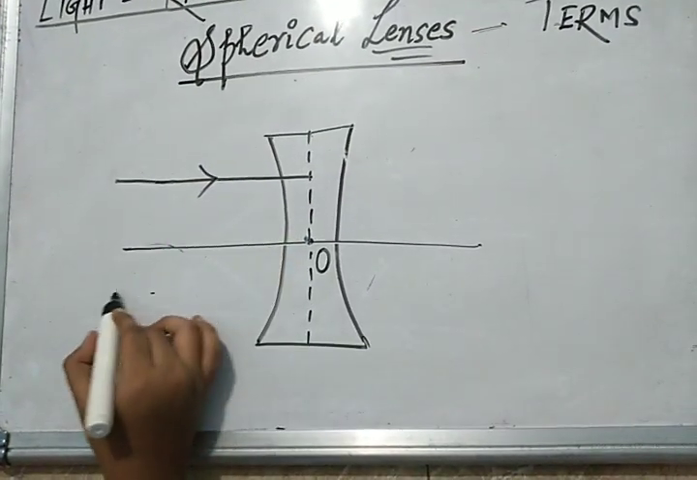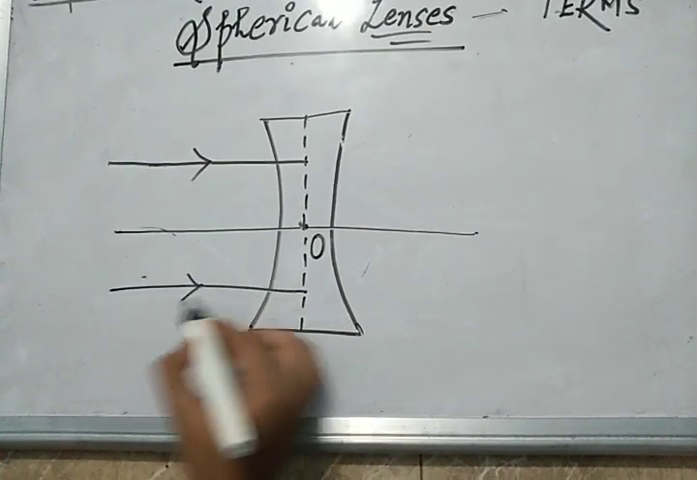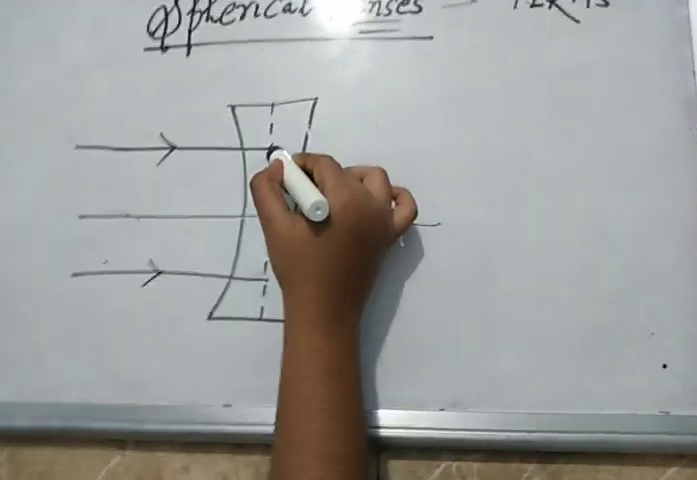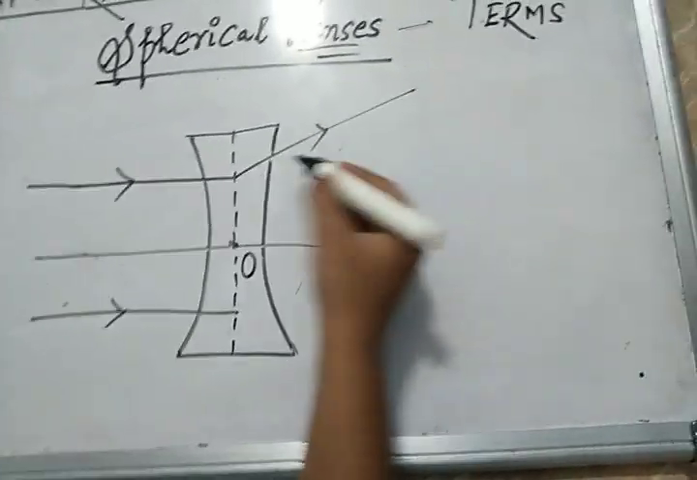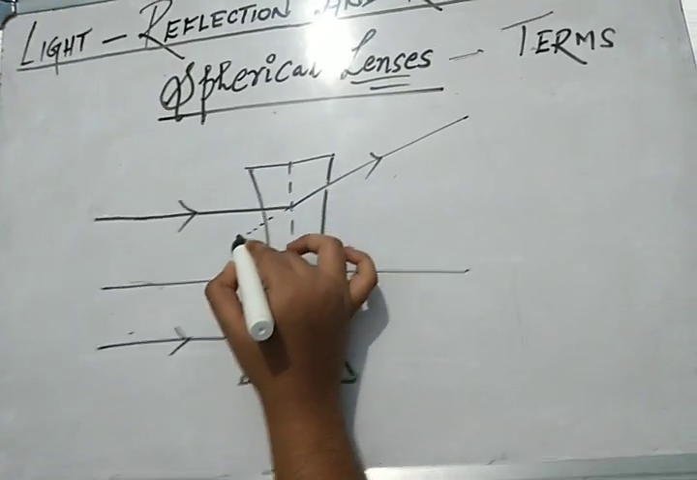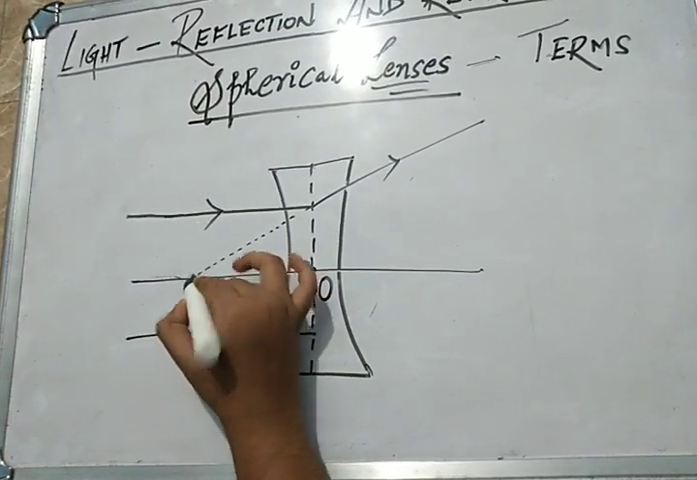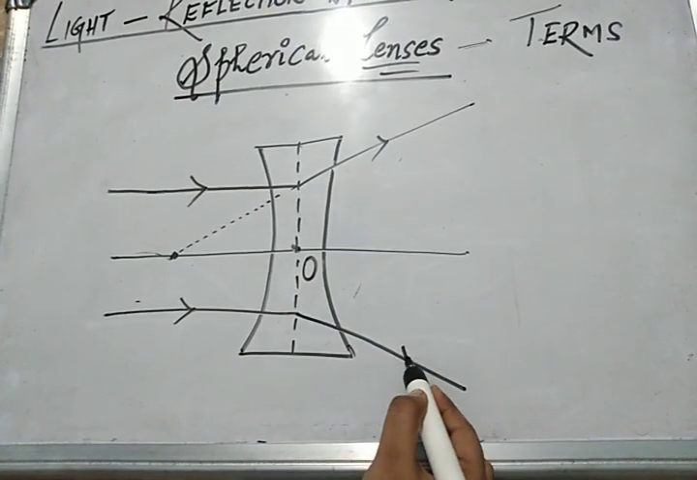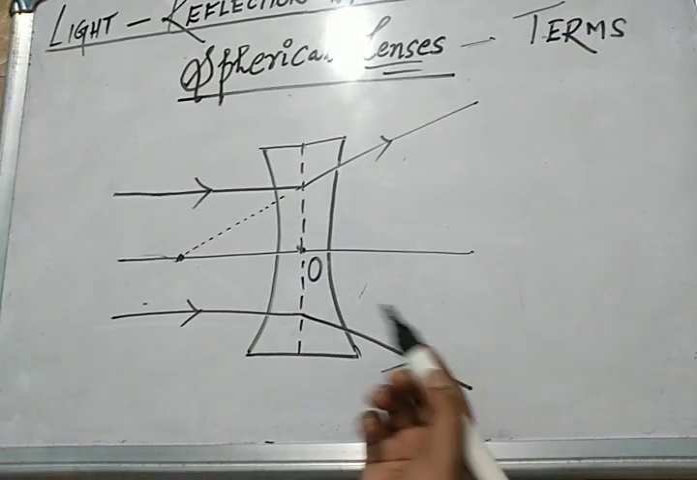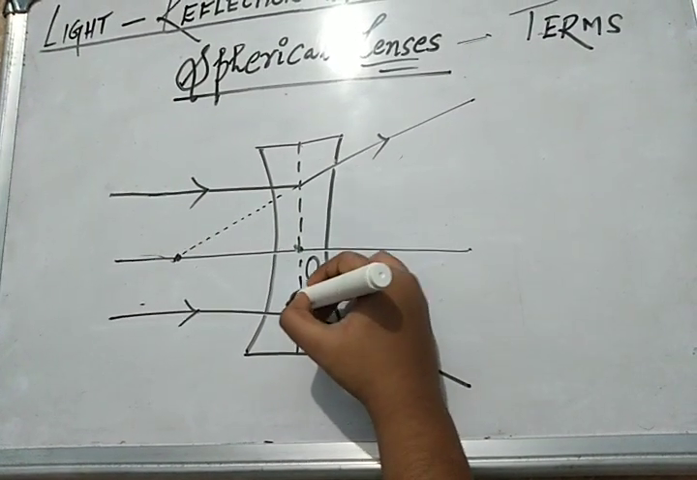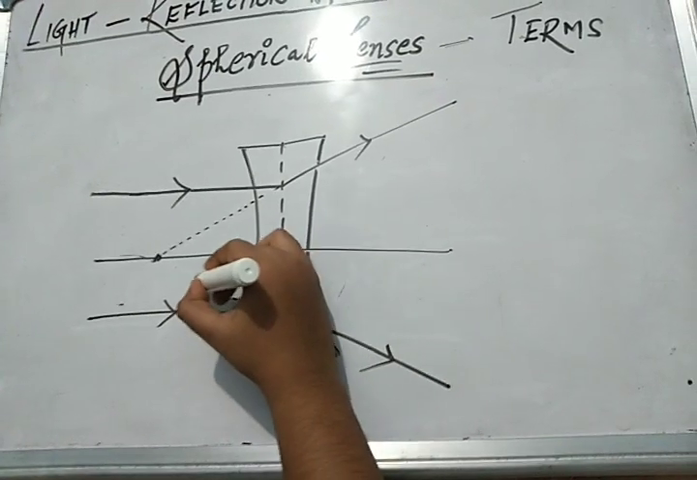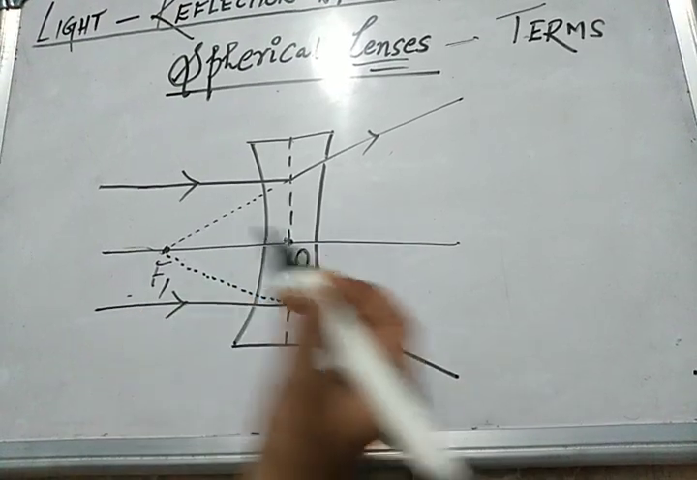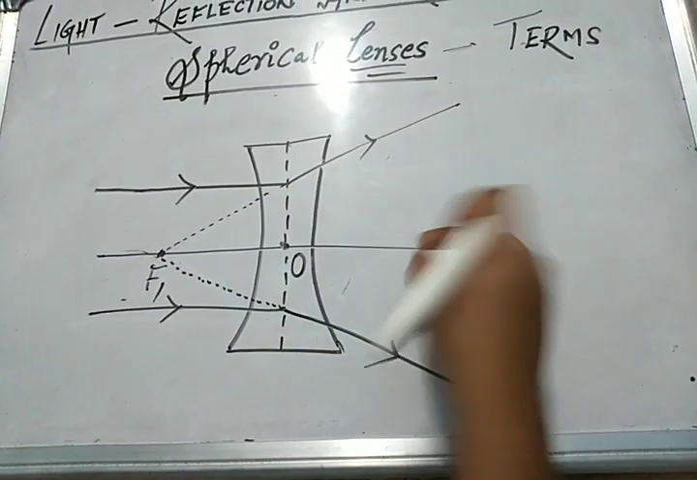Incident rays parallel to the principal axis. After refraction, it diverges, okay? So it goes like this. But it actually emerges from this point. Again, this ray goes like this, refracted like this, but actually emerges from this point. So I take this to be F1, because again we are going to have another focus over here.